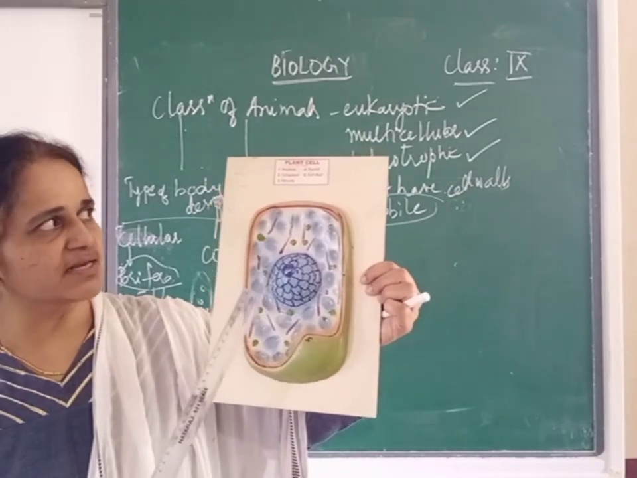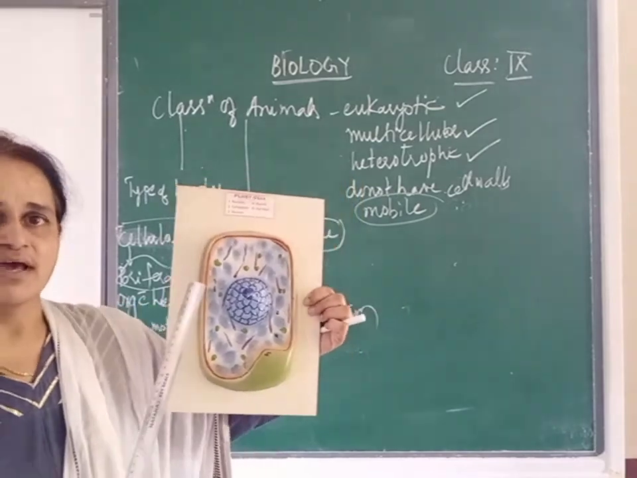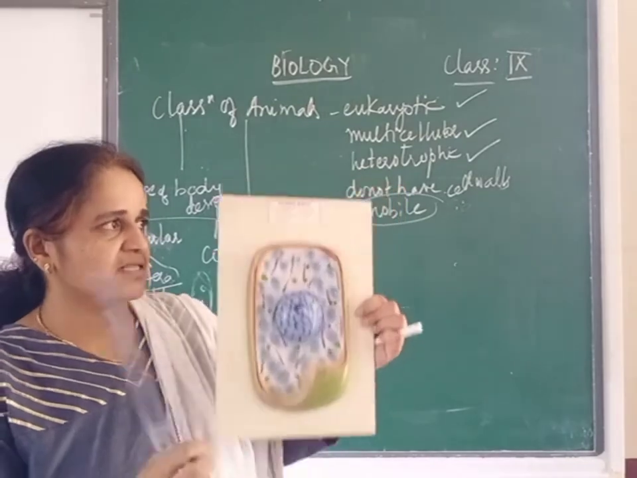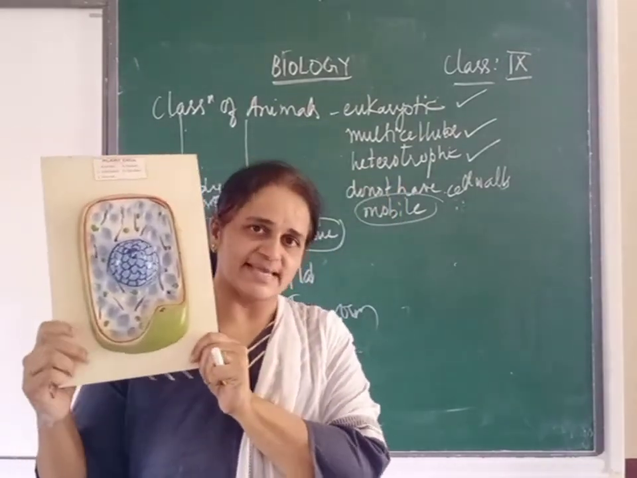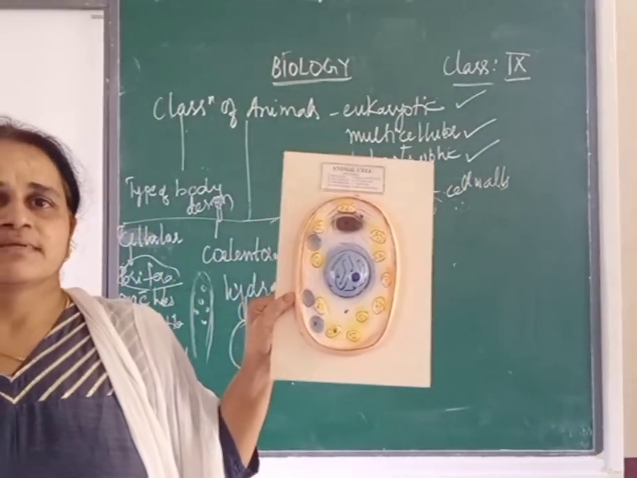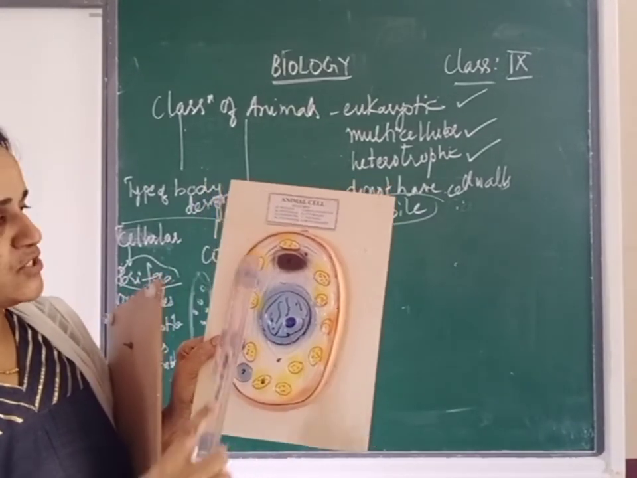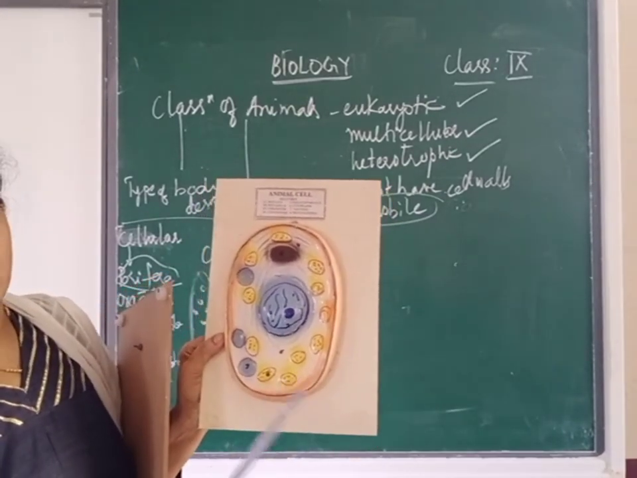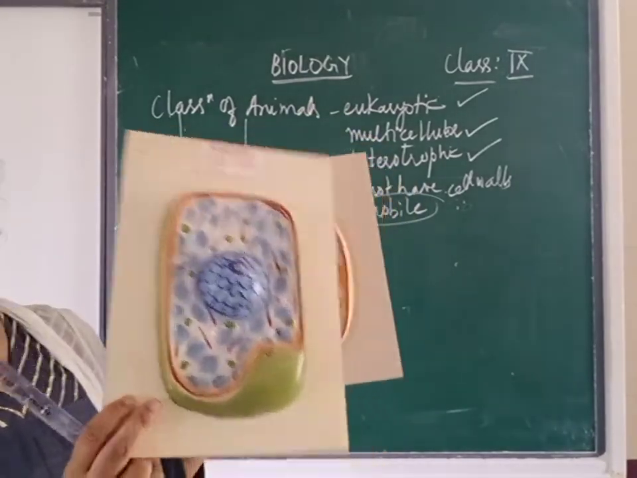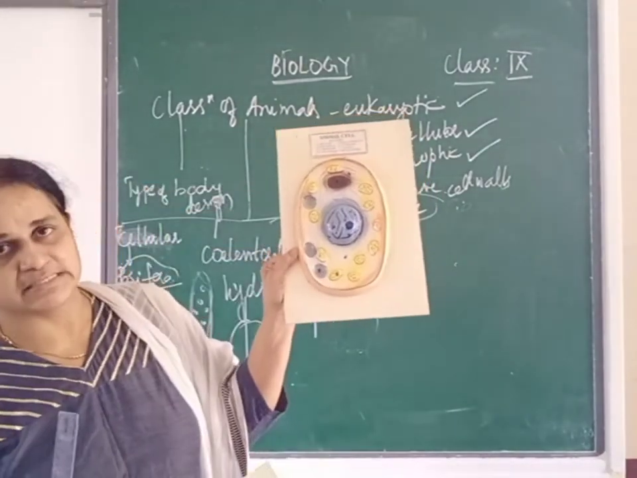So now we are in the classification of animals. We are about to begin classification of animals. So if we see the classification of animals, there is a difference between this plant cell and this animal cell. Animal cell has no cell wall. While plant cells have which wall? Cell wall. This is a basic difference you see between plant cell and animal cell.